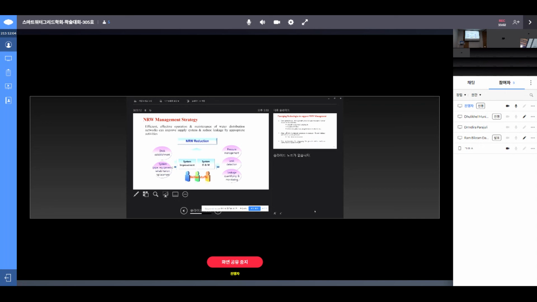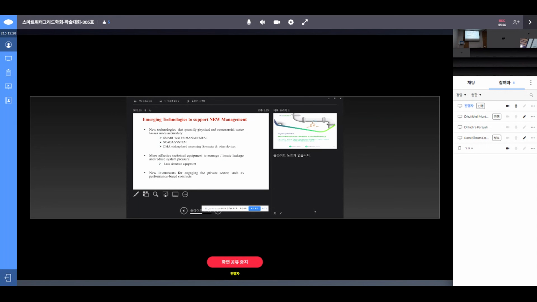So this is some statistics on how we can control NRW. There are currently many technologies used in NRW management, like DMA establishment, pressure management, leakage equipment, and water quality monitoring systems. This is just a picture view of determining the NRW. So what are the technologies? As I just said, technologies now used in NRW management include smart water management, SCADA systems, DMAs with updated measuring devices, more effective equipment to manage flow and reduce system pressures, like leakage equipment, and new instruments for engaging the private sector such as performance-based contracts.